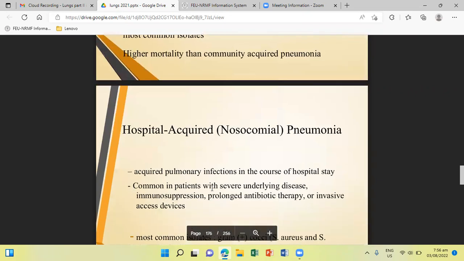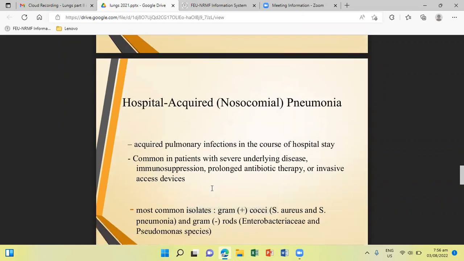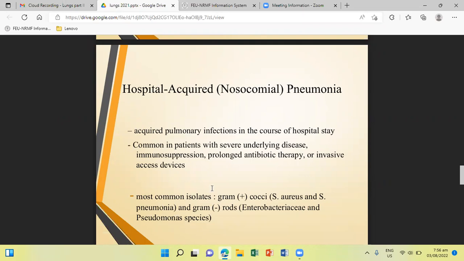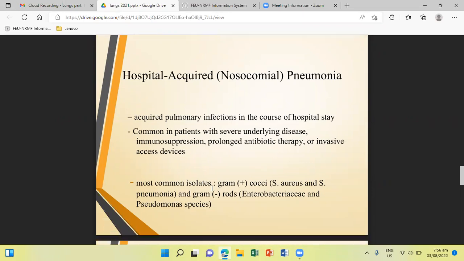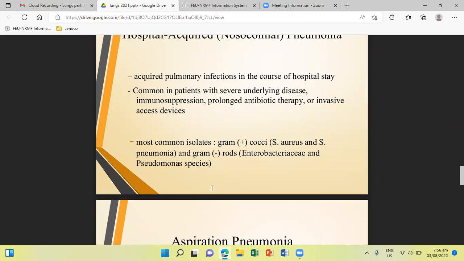Now, hospital-acquired or nosocomial pneumonia is another category, which is expected to be a pulmonary infection acquired in the course of the hospital stay. These are very common among patients that are immunosuppressed. Again, to diagnose it, you can do culture studies, as I have explained a while ago, to determine the particular causative agent.